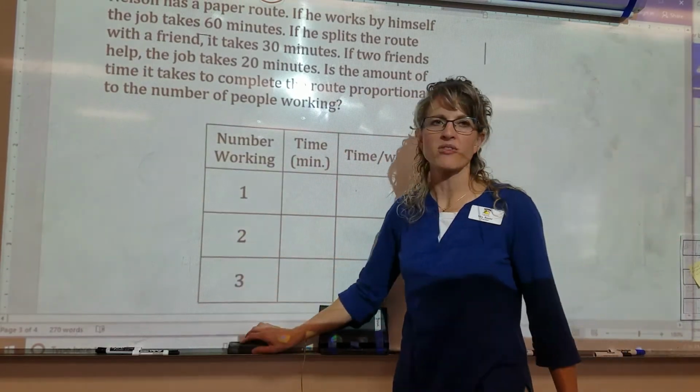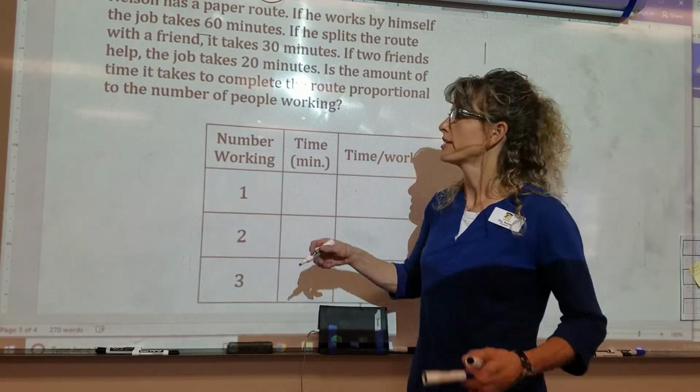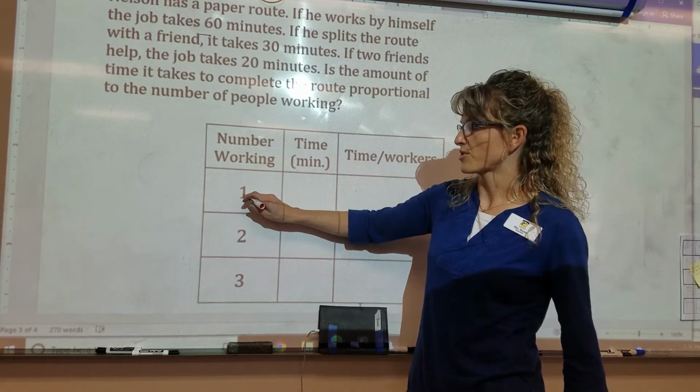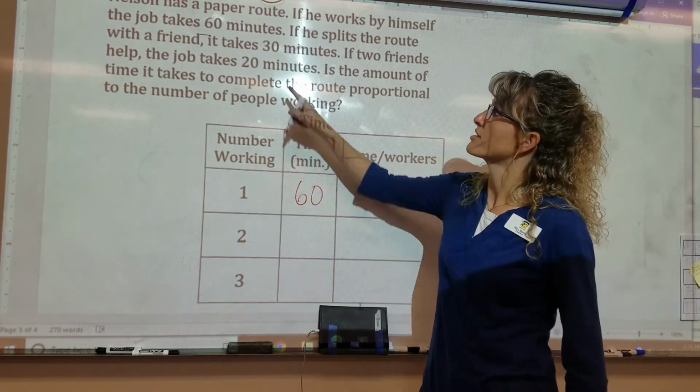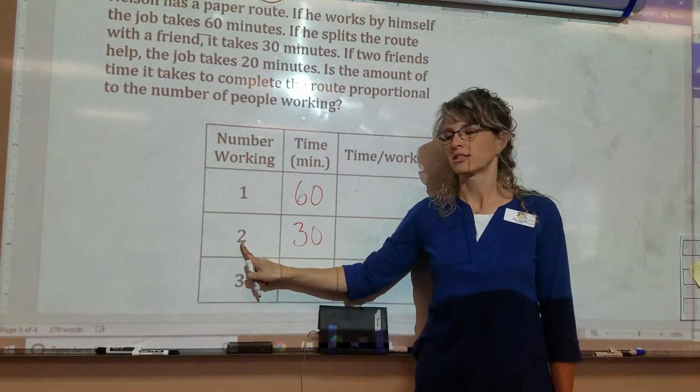If he goes by himself, it takes him an hour. So he says, maybe I'll have a friend come. It's going to take me less time, right? So if only himself is working, it takes him 60 minutes. He has a friend come. Now it only takes 30 minutes. There's 2 people total working.